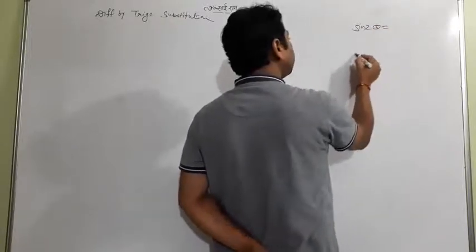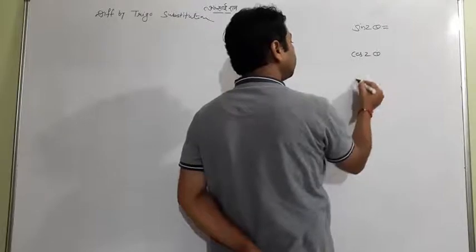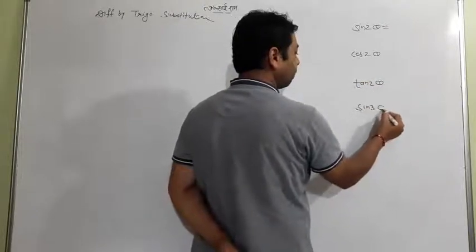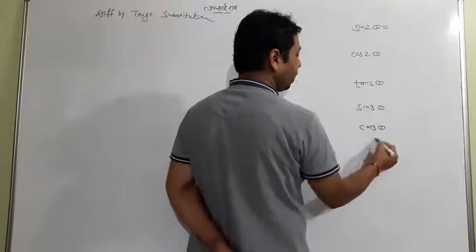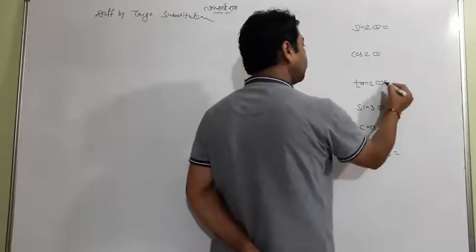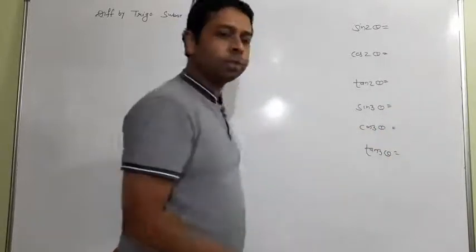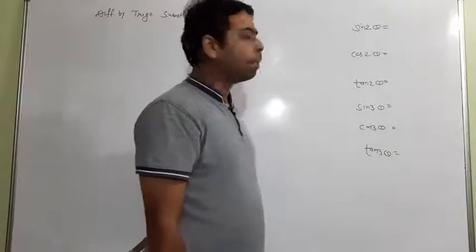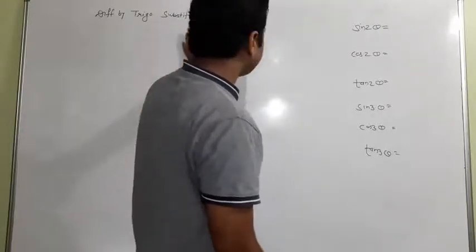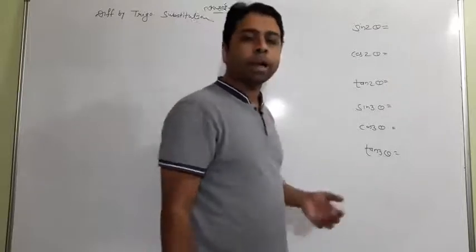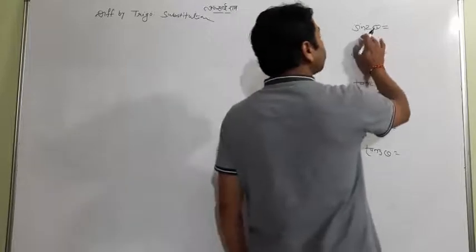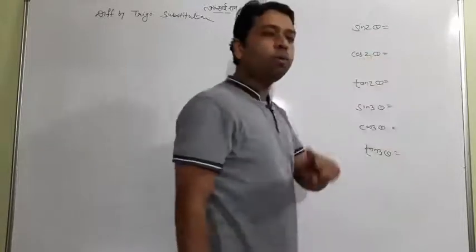Sin 2 theta, cos 2 theta, tan 2 theta, sin 3 theta, cos 3 theta, and tan 3 theta. Initially, these laws will help you to make or treat this question. So, what will be the meaning of trigonometric substitution? How can a question be done? So, all these formulas will help you. Sin 2 theta actually has two formulas.